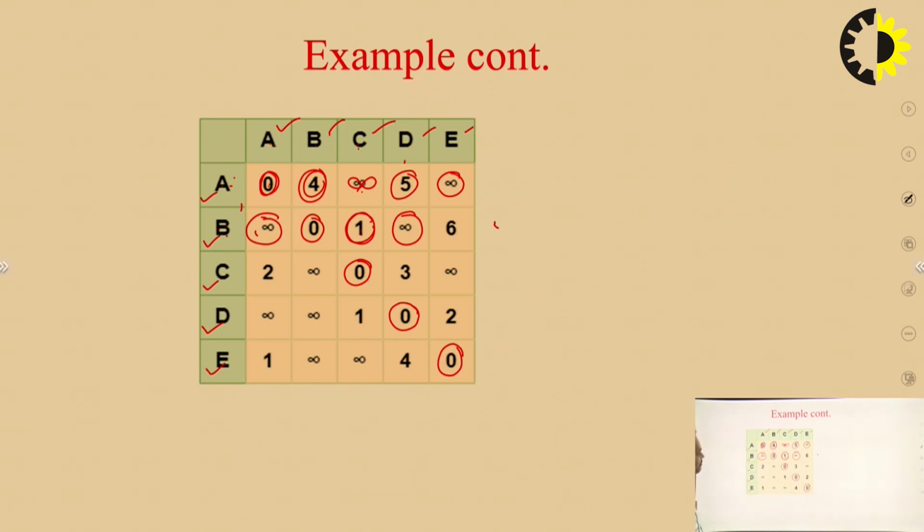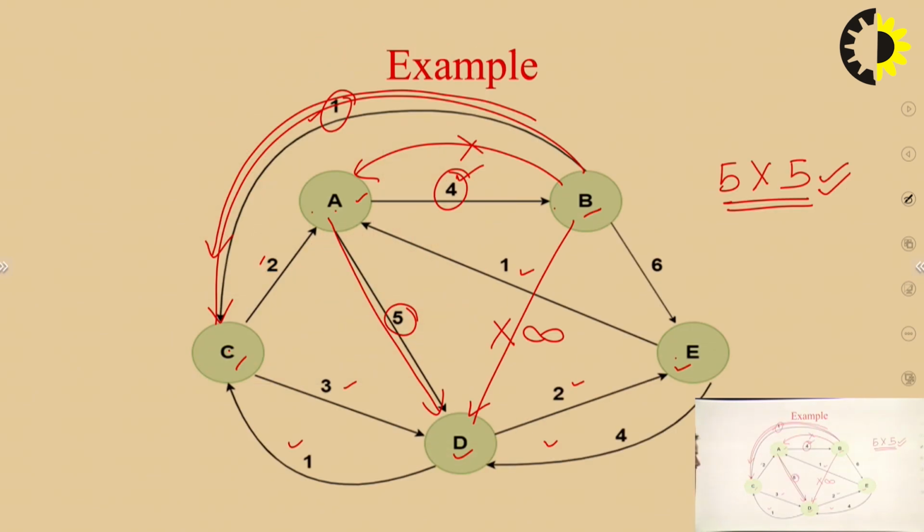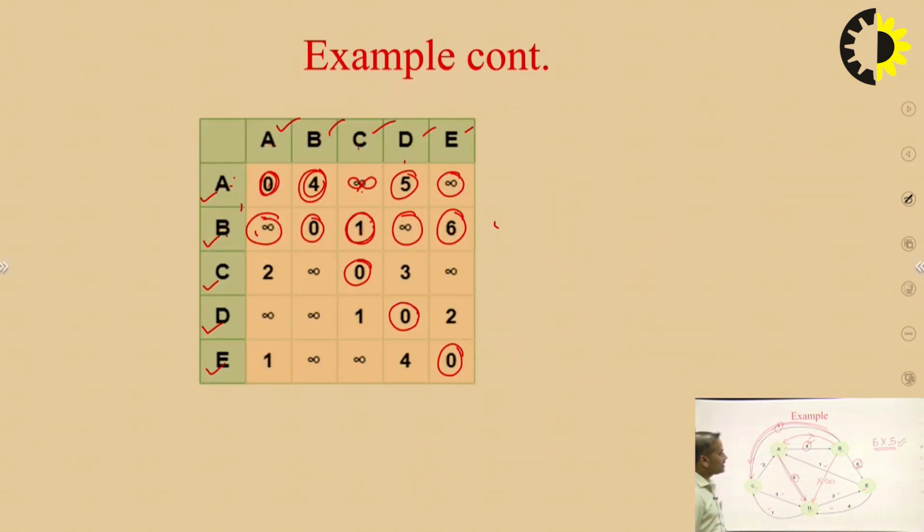The distance between B to E is 6 because there is a directed edge from B to E, and the value of the edge is 6. This is called the weight of the edge. So in the matrix we have to mark 6.